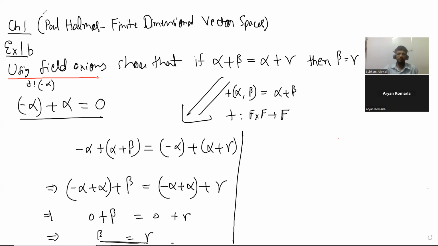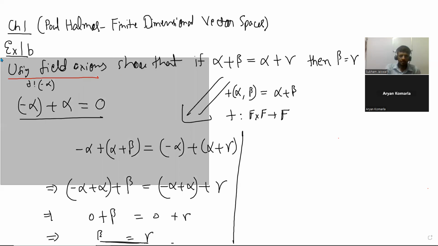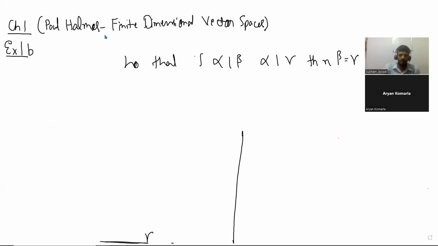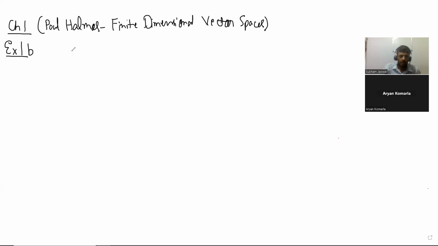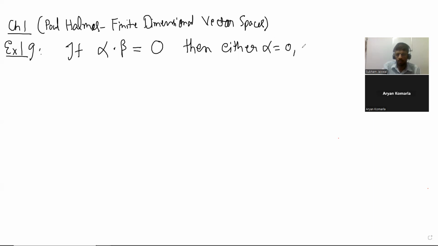Now this same exercise, exercise 1G, and that says if alpha beta is equal to 0, if alpha beta, the product, then either alpha is equal to 0 or beta is equal to 0 or both. Okay. Nice.